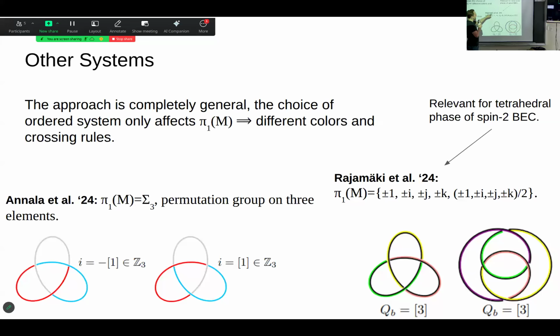And then in the tetrahedral phase of spin-2 BEC, you also need to consider this extension of the Q8, which also includes these kinds of quaternions. Once you allow these more general colors, more general group elements, you get a lot more types of vortices. For example, you get this kind of trefoil knot that was actually not possible with Q8.